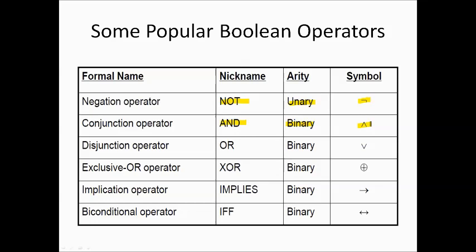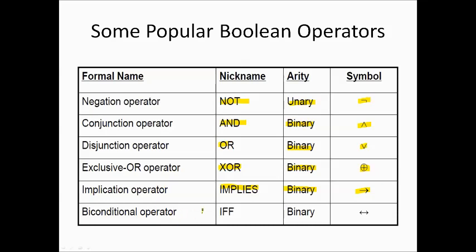So this is the symbol for conjunction. And then for the OR, again, it is also binary and we are using this symbol. For the exclusive OR, we are using the nickname XOR. This is also binary and we are using this symbol. And then for the implication, implication means if, then, or implies. Of course, this is also binary and we are using the symbol of the directional arrow that is going to the right.